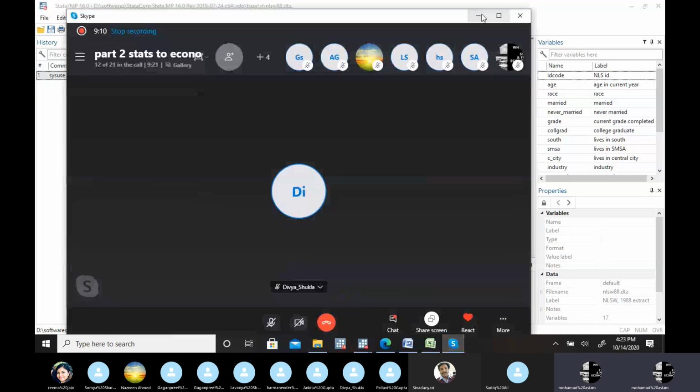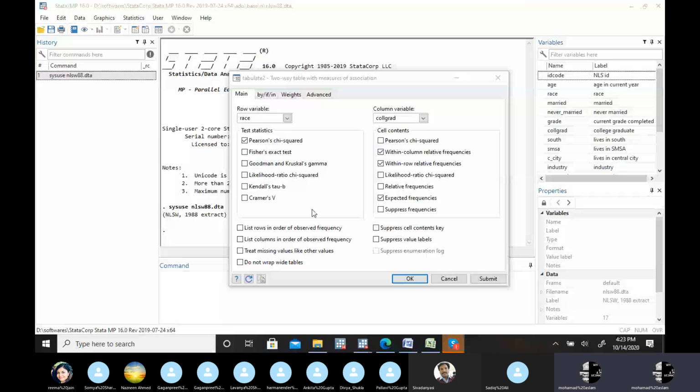Okay, so first I selected my variables, race, and I want to compare it with college graduate. Then I need Pearson chi-square. With that, I also need relative frequencies of column and row, and expected frequency that we are discussing right now. So first let's do it with these only.